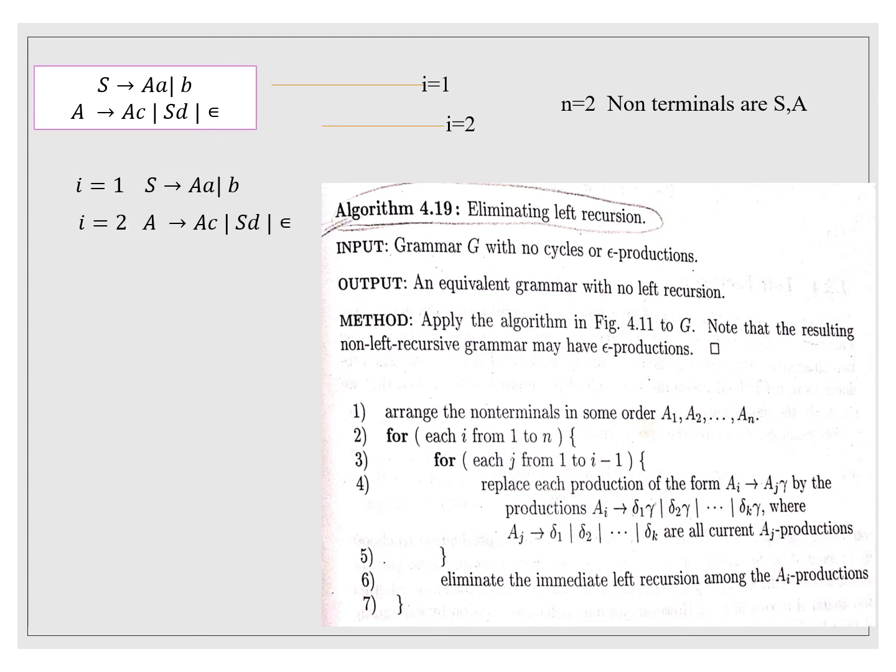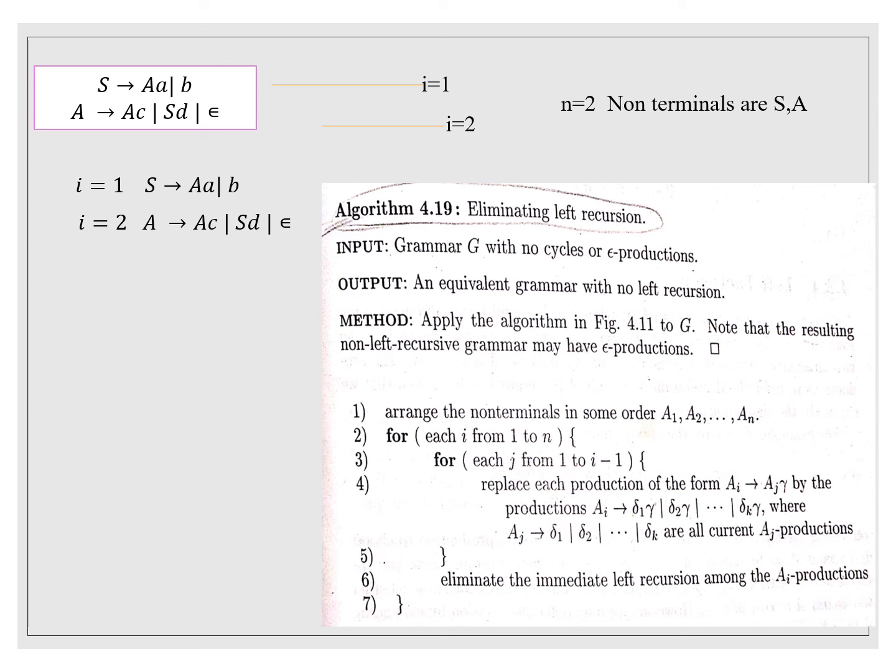Now what we have to do, we have to select i is equal to 2, which is the production A derives Ac | Sd | epsilon. Okay. Now let us execute again the inner loop j. So what is the value for j now? j is equal to 1 to i minus 1, that is 1 to 2 minus 1, that is 1 to 1. First time, the condition only executes once, right?